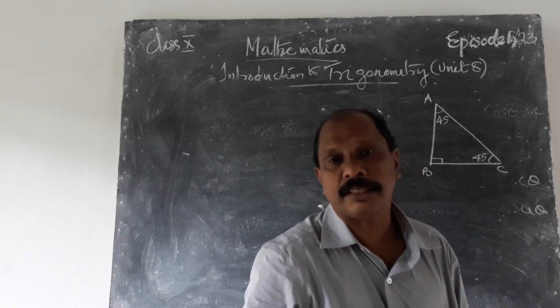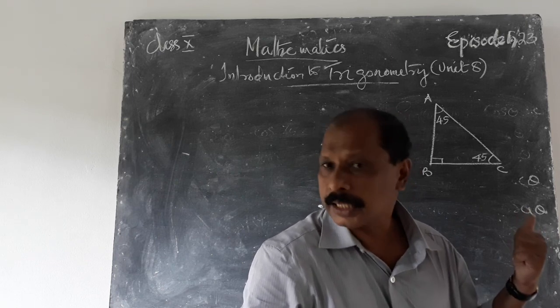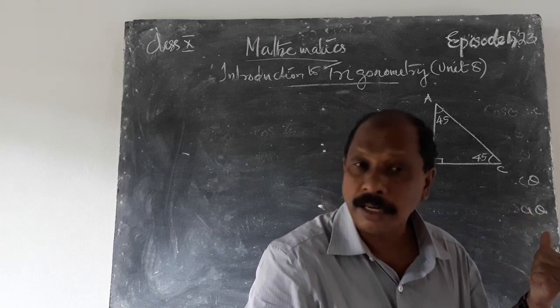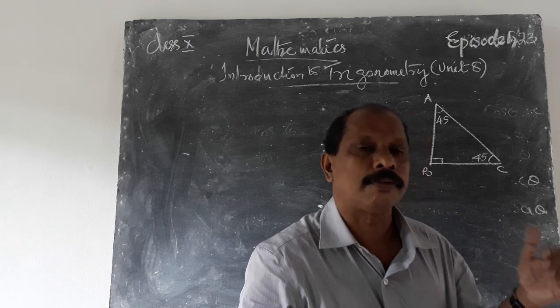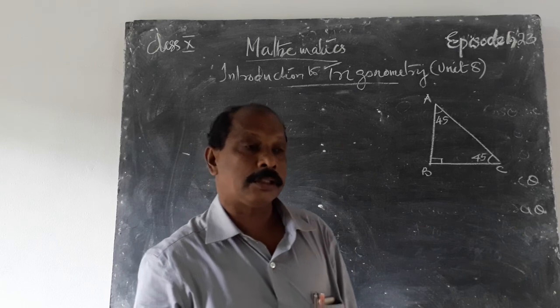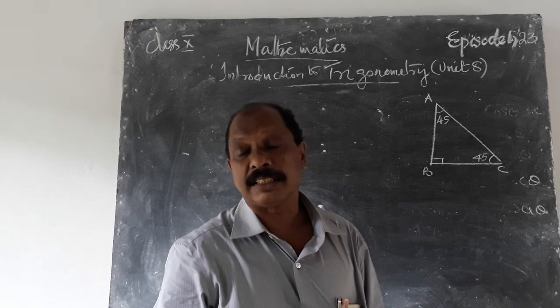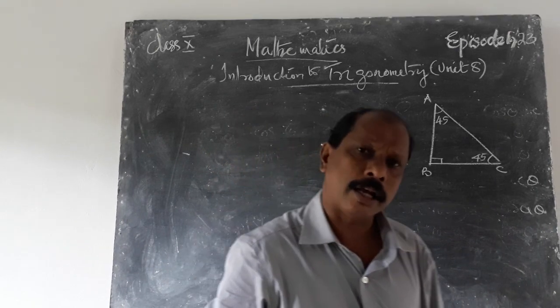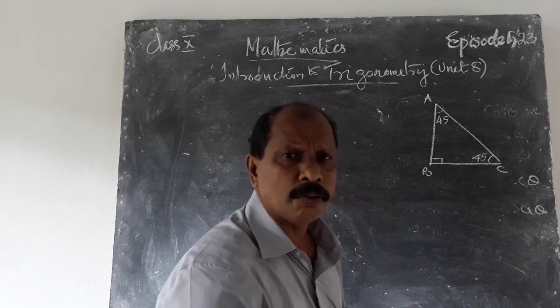That is an isosceles triangle. Therefore, this is a right angle triangle, right angle at B, and the angles at A and C are 45 degrees, they are equal. Therefore, this triangle is also isosceles. Therefore, triangle ABC is an isosceles right angle triangle. Therefore, these two sides are equal.